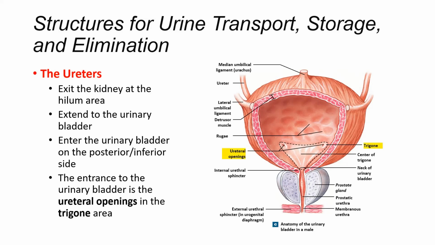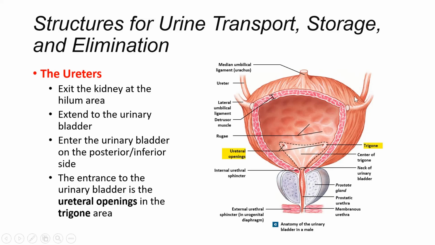And the trigone is a really sensitive area of the bladder. This is what's responsible for detecting when it's time to void the bladder, whenever there's that stretch happening in the trigone. And so it's an area of smooth muscle that's very sensitive to the volume of urine that has been filled into the bladder.